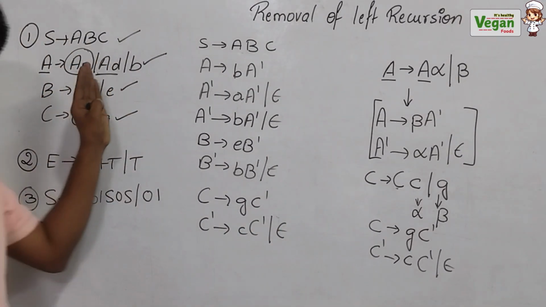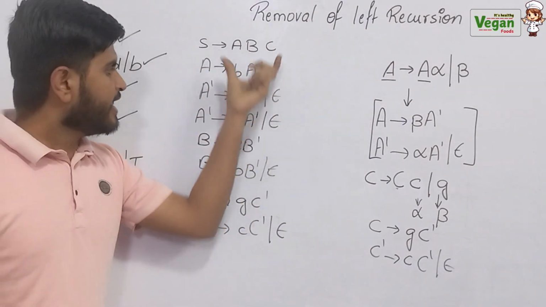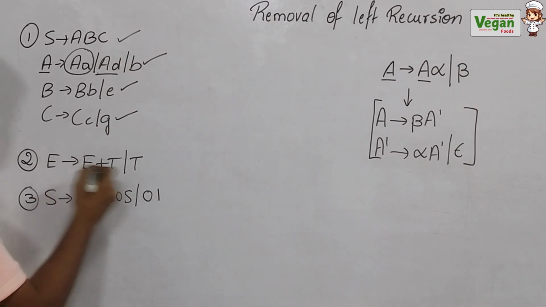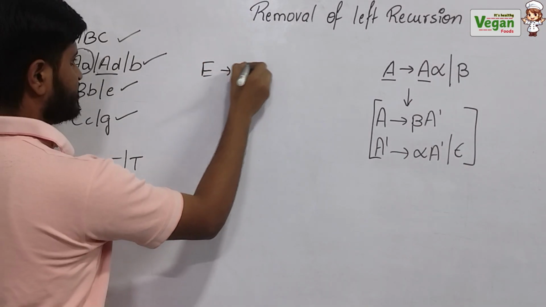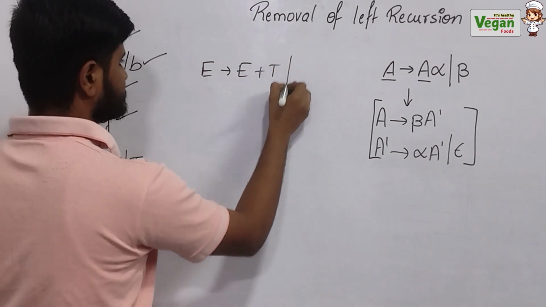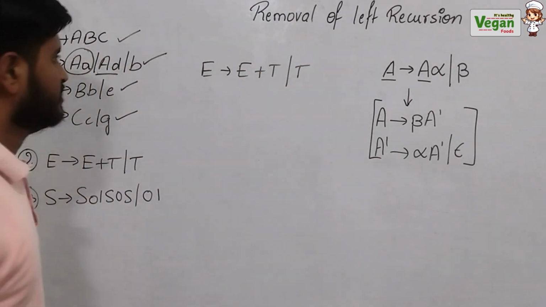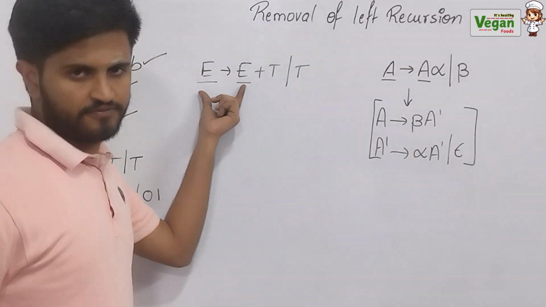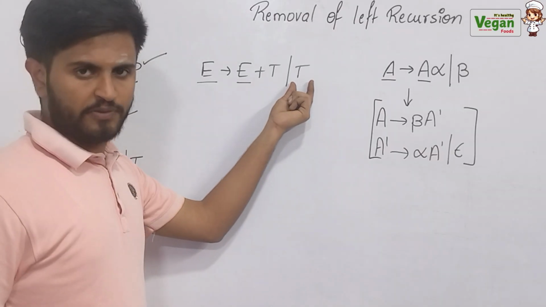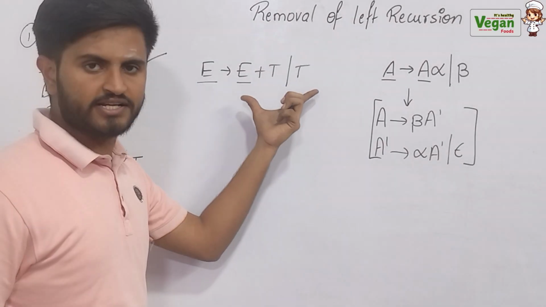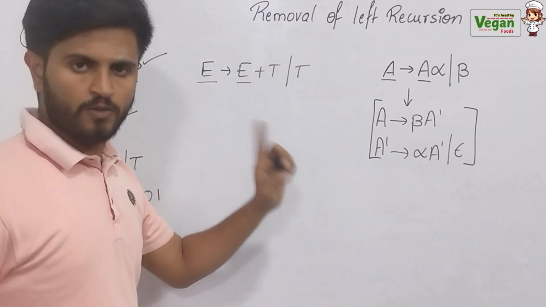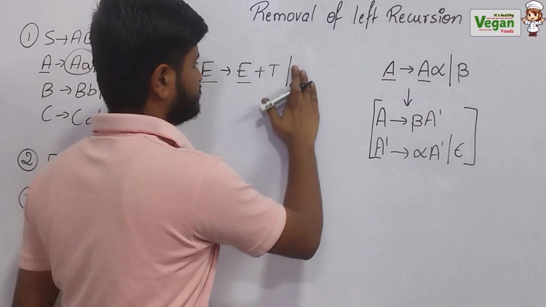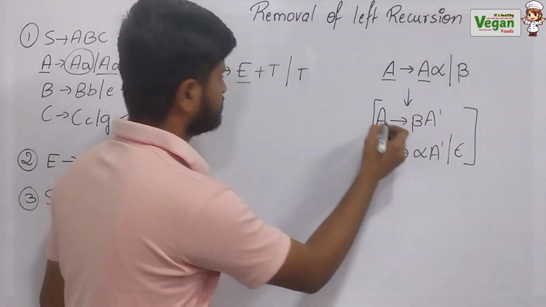Now in the first problem, you have removed all the left recursion and simplified the problem. Now let's move on to the second question. So in the second question, E producing capital letter E plus T slash T is the question. So if you see E producing capital letter E, yes, there is a left recursion. And another production is E producing capital letter T. Whether there is any left recursion? No, because both are not same. So you can consider this as a beta value.